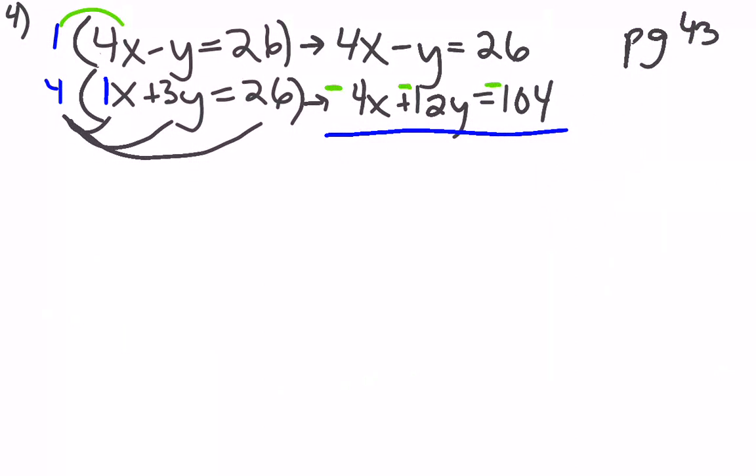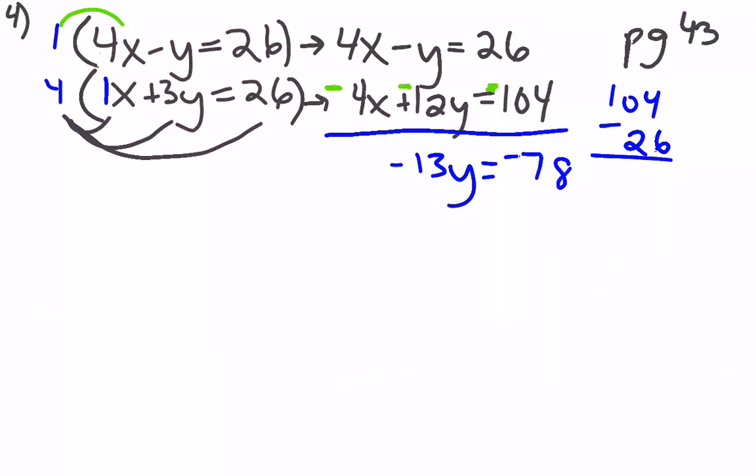So 4x minus 4x is going to be 0x, so that cancels. Then -y minus 12y is -13y. And then I know I'm going to have a negative, and I need to do 104 minus 26. So that would bring me down to 78. And now I need to divide both sides by -13.